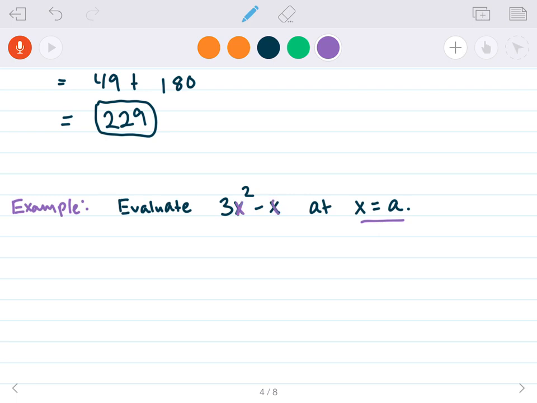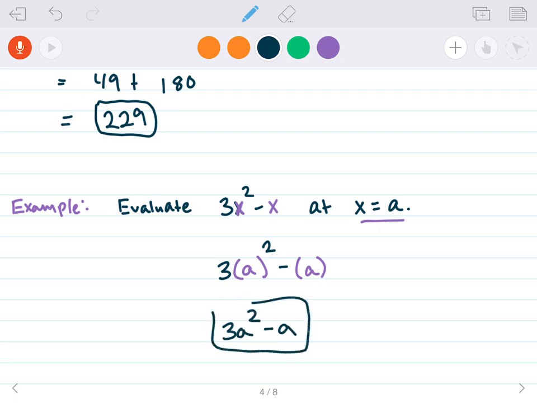So if we're evaluating at x equals a, that means we're substituting an a anywhere we see an x, just like we substitute a number in anytime we saw an x before. So instead of x, I'm going to put in a anywhere I see an x. And then, you know, this really can't be simplified. I just have 3a squared minus a. And, you know, that's our answer, and that's okay.